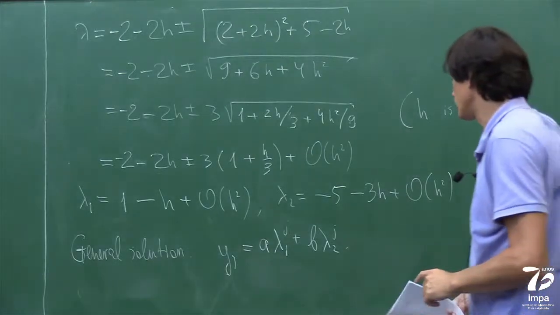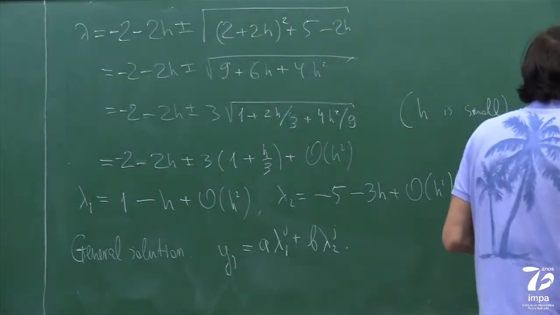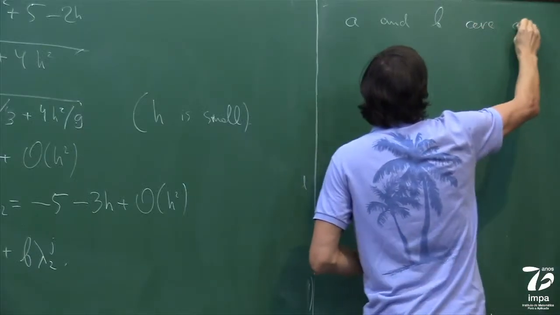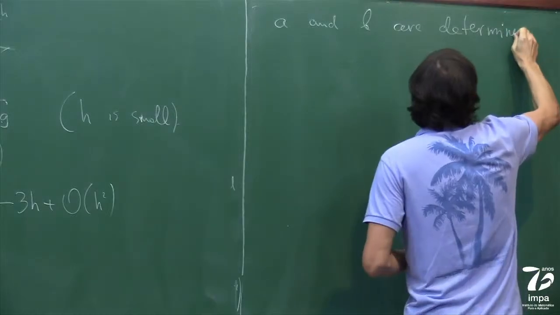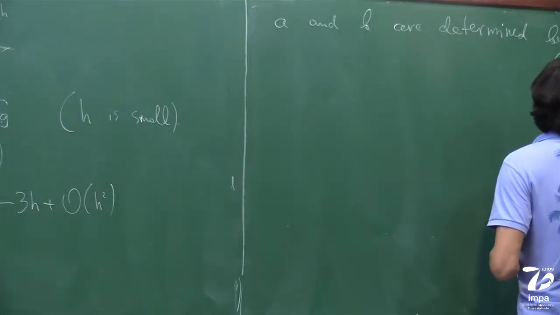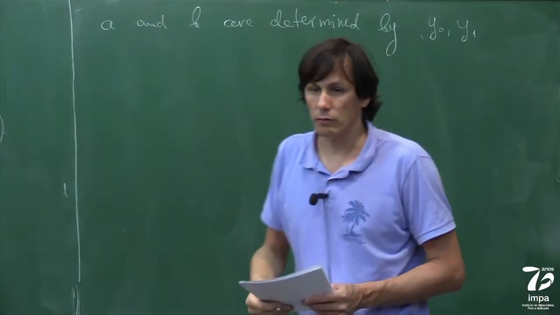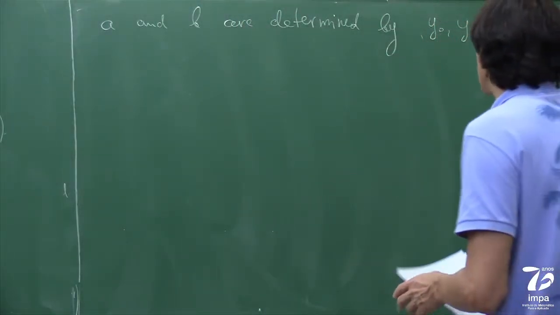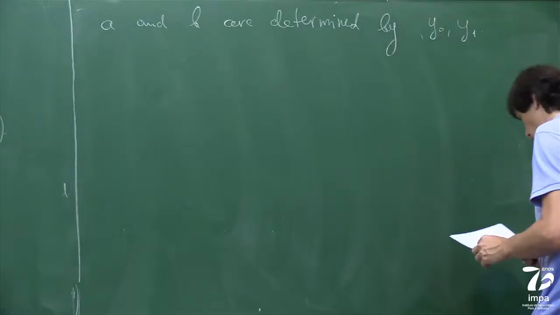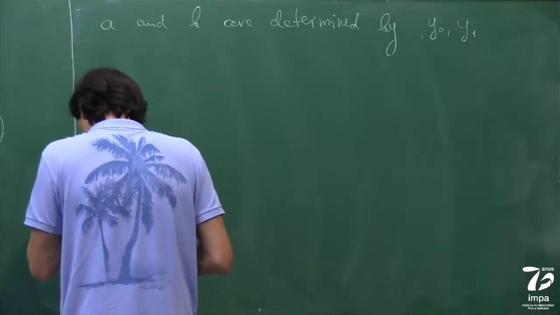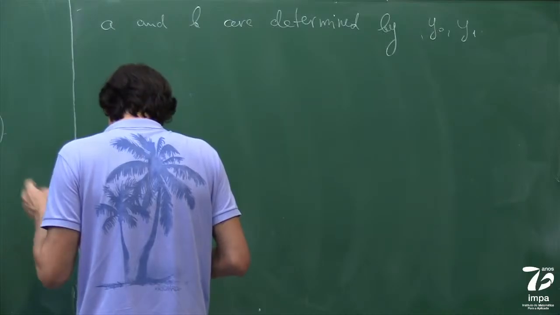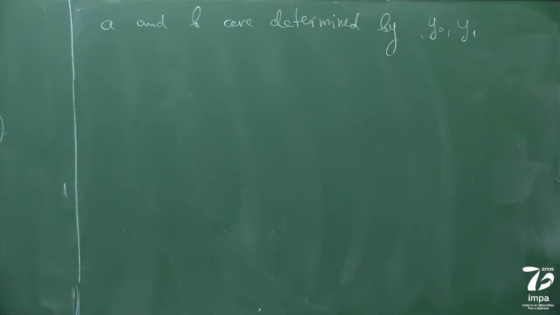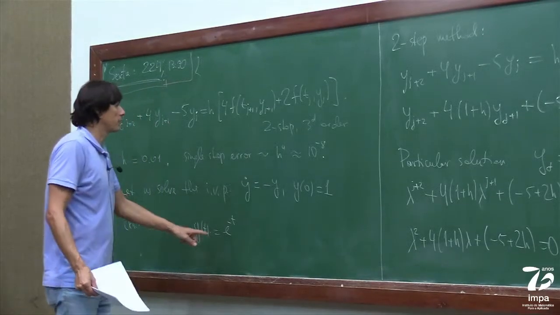So it remains to find a and b. So the a and b are determined by initial conditions, so y0, y1. Practically, y0 is given, it's the initial point. y1 you find by any method. It's just a single point, so you can use, for example, high order Runge-Kutta in order to find y1. But we're with a theoretical example, so we can just take the best choice possible. So we just take exact values.